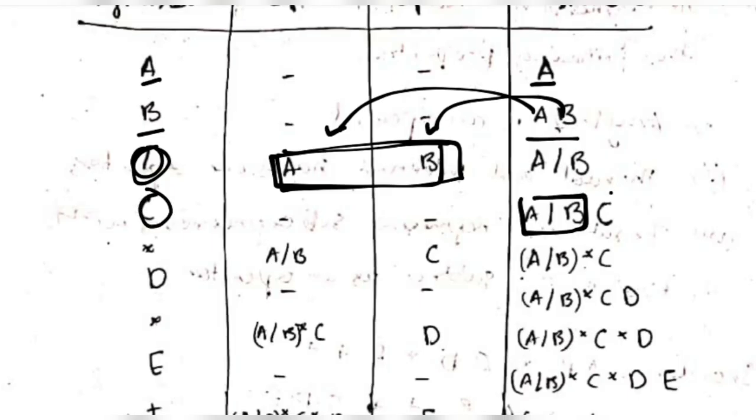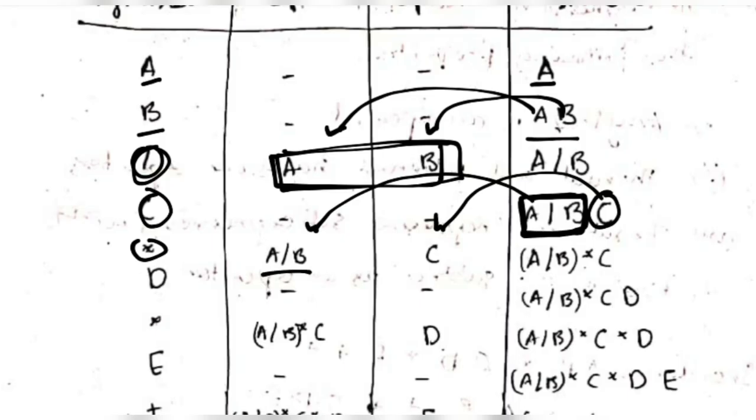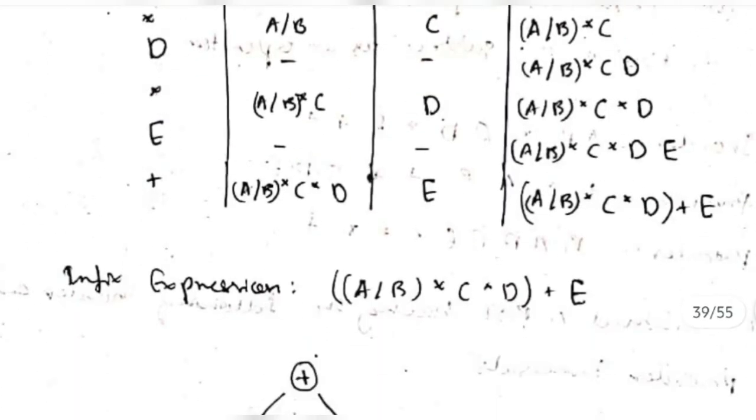Then we have C here, so we'll write C with this. Now A by B is considered as a single unit, and we have the multiply sign here, so A and B will come in the first operand and C will come in the second operand, and we'll write the result here, A divided by B into C. So that will be written here, and this will be considered as a single unit. Now like that only, moving on till the end, we will get the final expression. This is the infix expression.